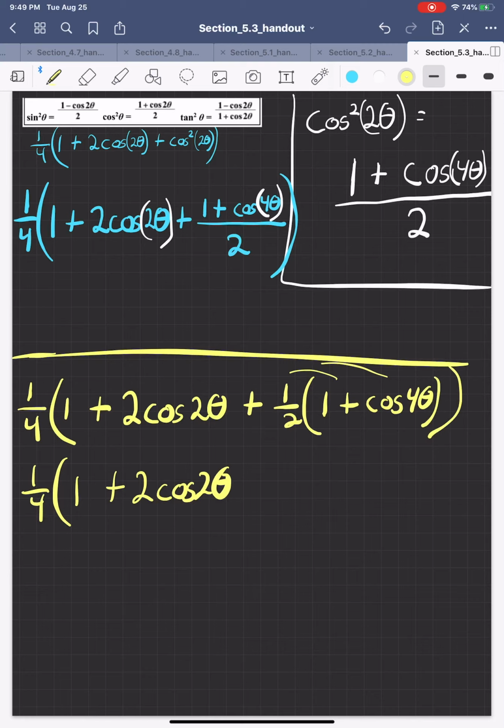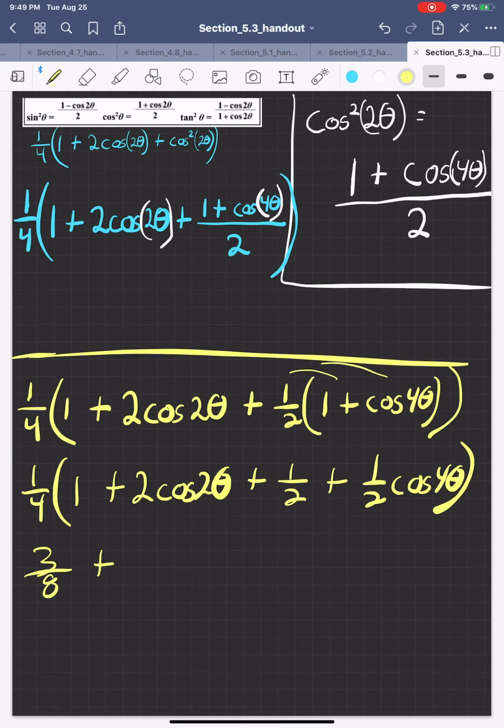Almost done, stick with me. Plus 1/2 times 1 is 1/2. And then that's going to be plus 1/2 cosine 4 theta. And finally, distribute here, here, here, and here, and combine like terms. You would get 3/8 plus 1/2 cosine of 2 theta plus 1/8 cosine 4 theta.